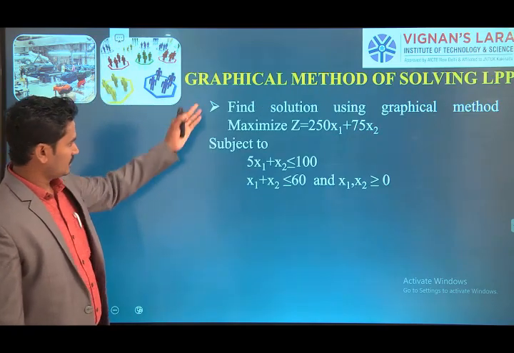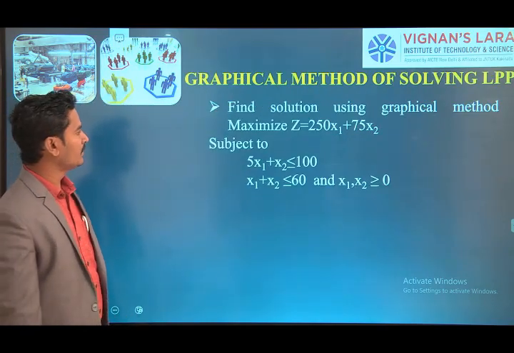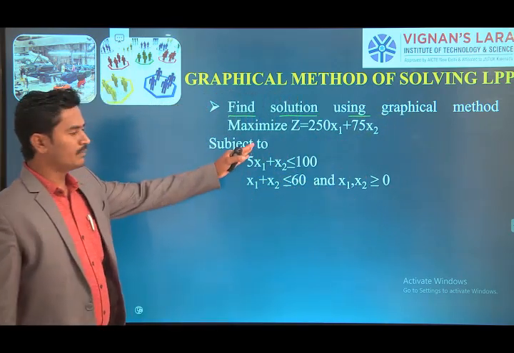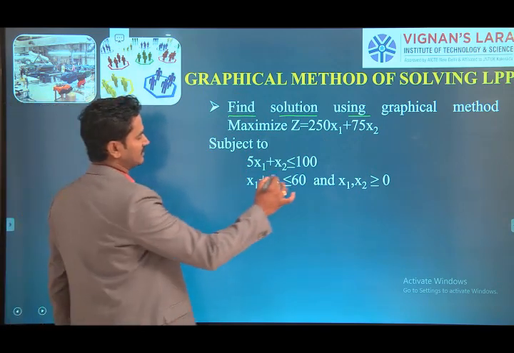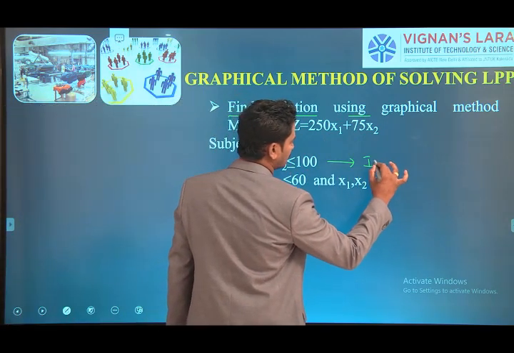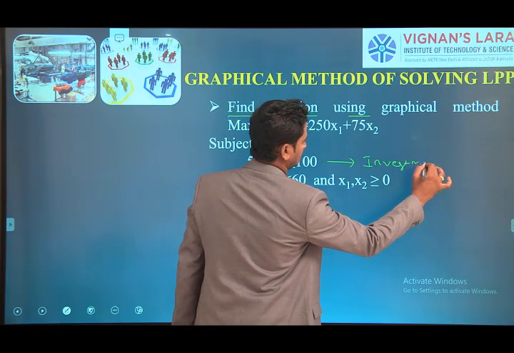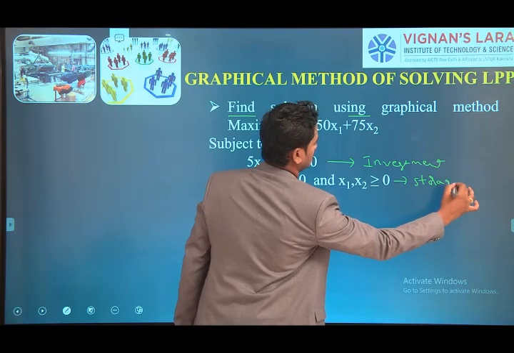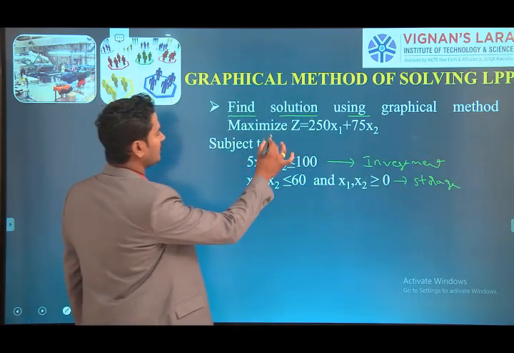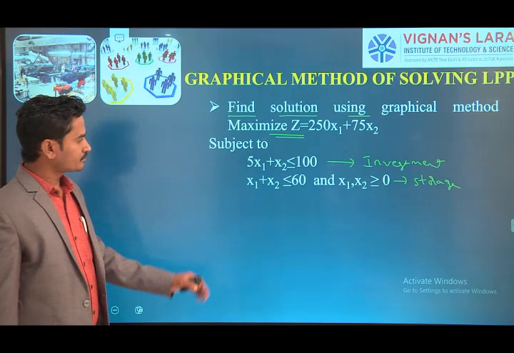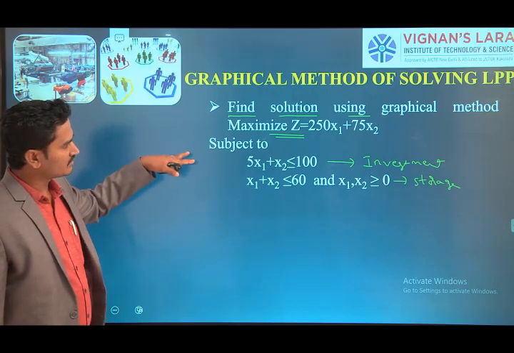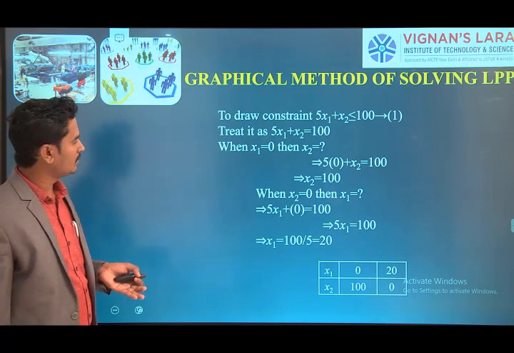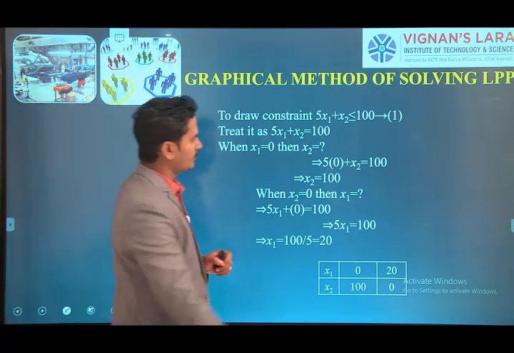Okay, see this graphical method of solving LPP. What is the question? Find the solution using the graphical method. What are these constraints? The first constraint is the investment constraint. This is the storage constraint. Okay, this is the objective function. Now I am going to solve this in the graphical method. What are the rules for solving by the graphical method? First, rule 1.